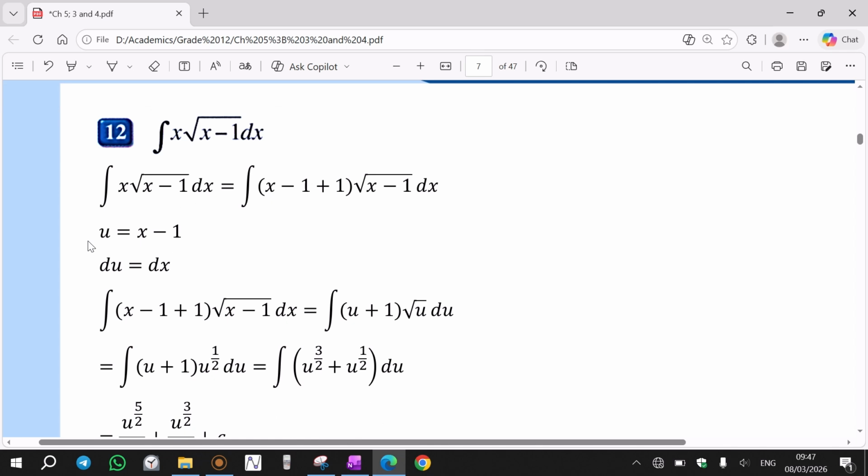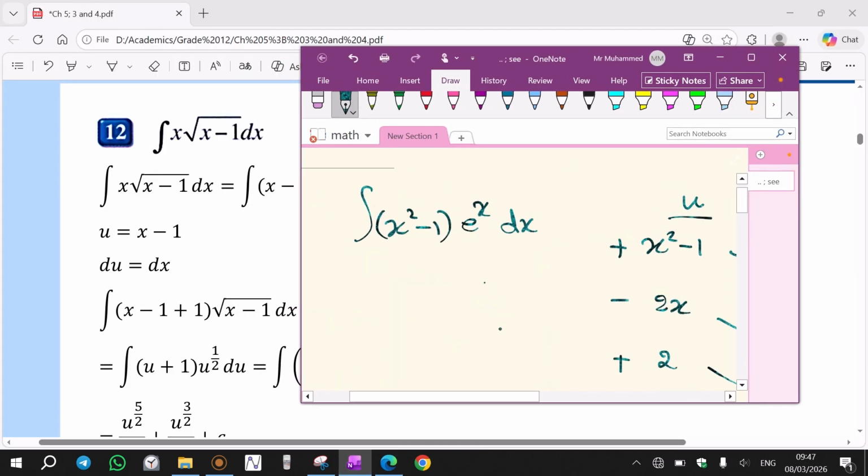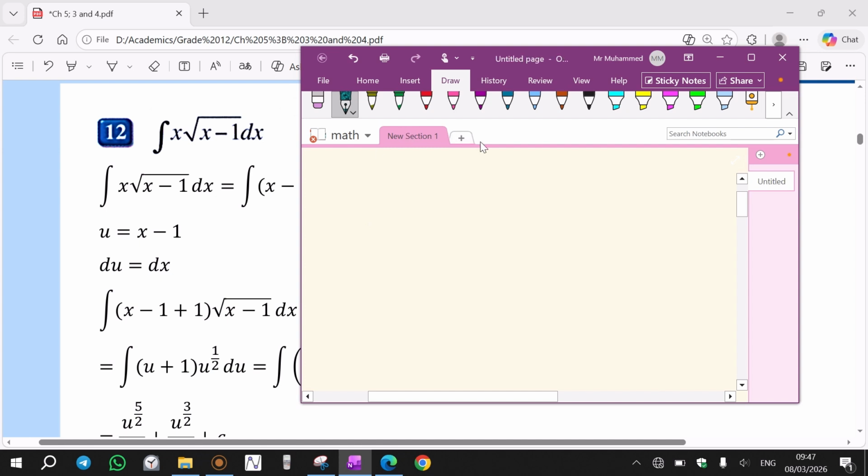This question is purely u-du. If we don't use u-du, we cannot solve the question. Let's write it in the notebook and solve it. Integral x square root x minus 1 dx.